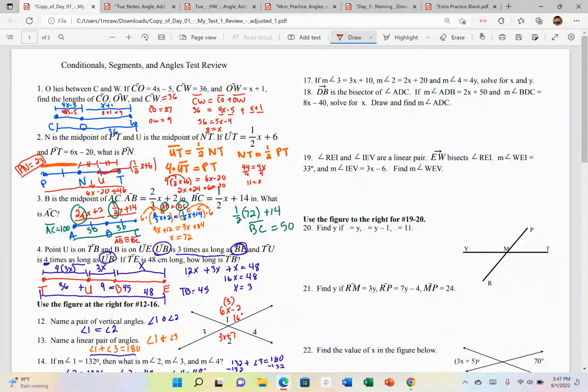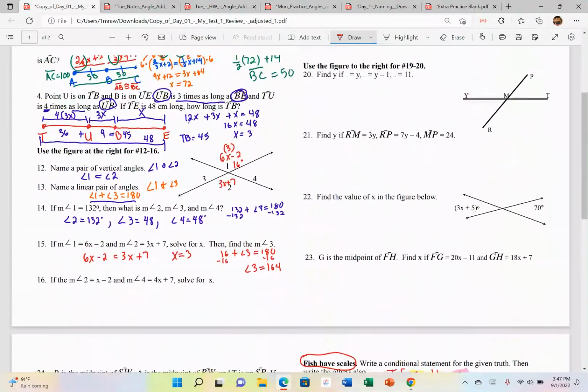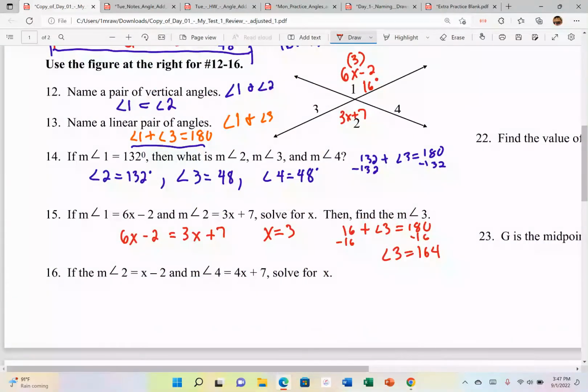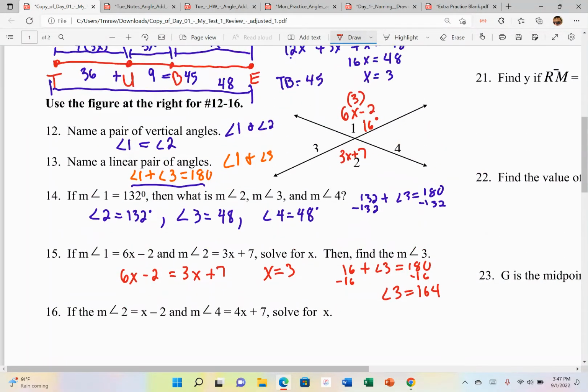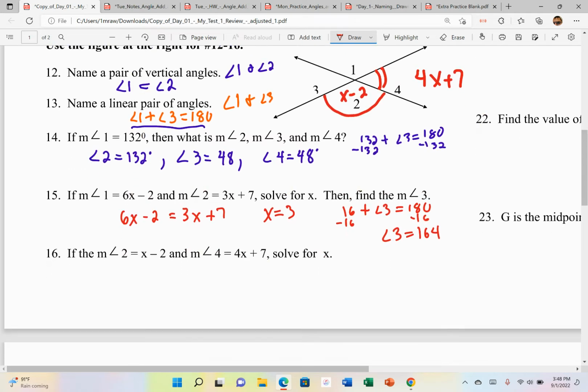All right, so continuing on with the review, we're going to be using this picture. I'm doing number 16, and we're working on this picture right here. It says that if the measure of angle 2, which is this angle right here, is x minus 2, and the measure of angle 4, which is this angle right here, is 4x plus 7, solve for x. Well, angle 2 and angle 4 have a special relationship.